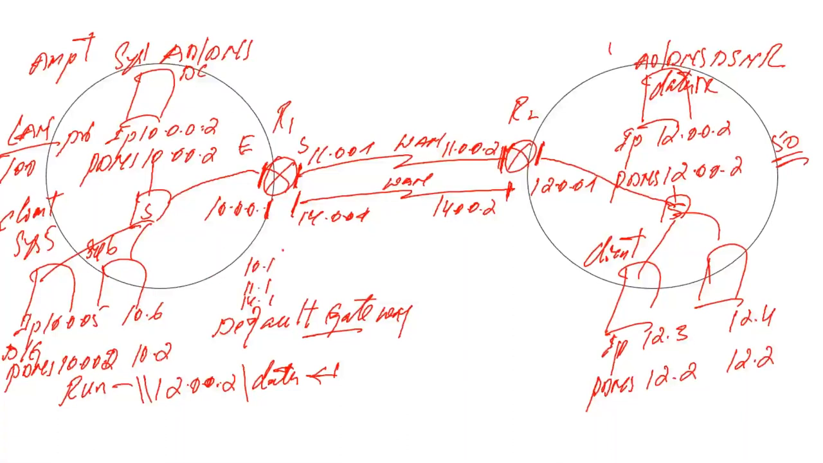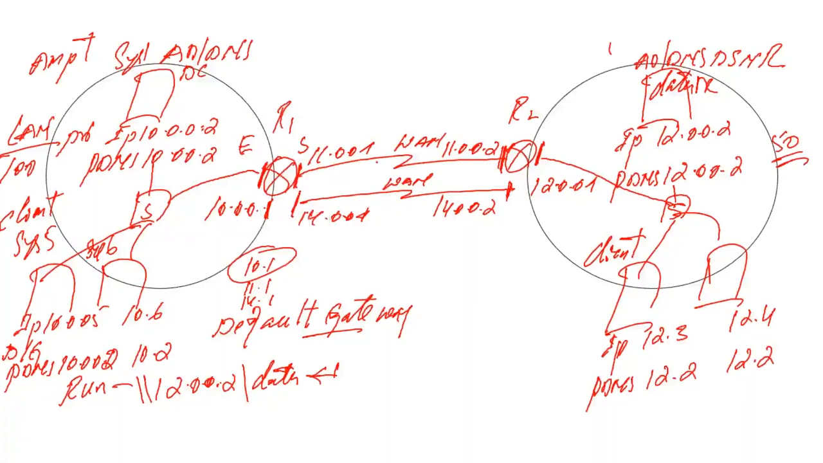10.0.0.1. Yeah, the answer is correct. But why 10.1? Why not 11.1? Why not 14.1? Because whenever the user is requesting access to another network's resources, the first request via the switch will go to our local interface, right? Then the router will decide which path is the best to reach the destination, maybe 11 dot, maybe 14 dot.